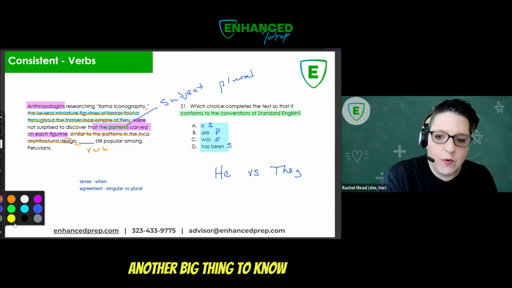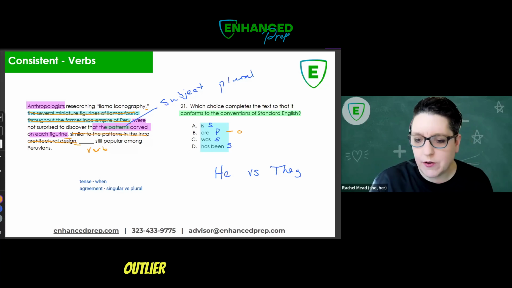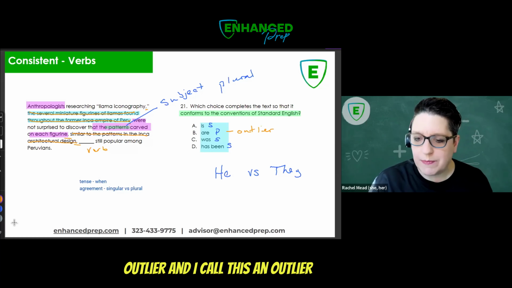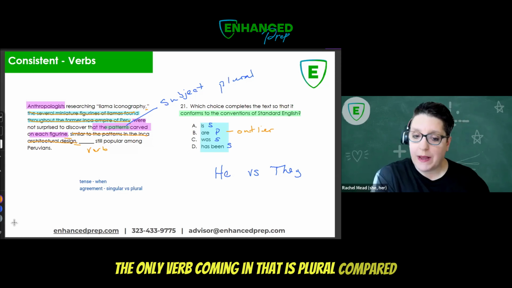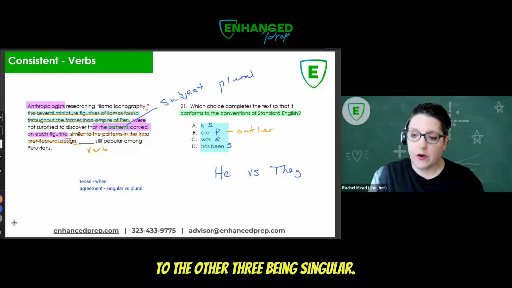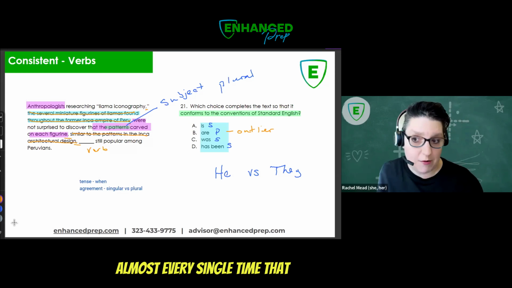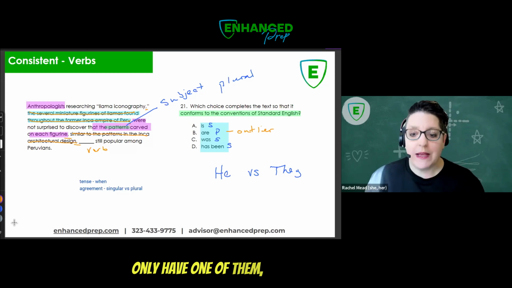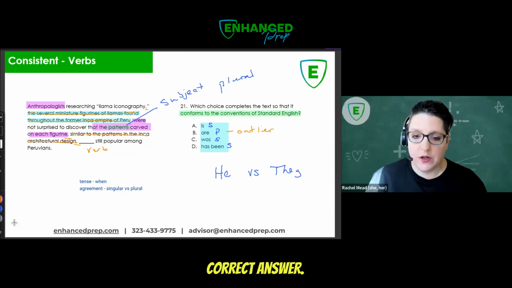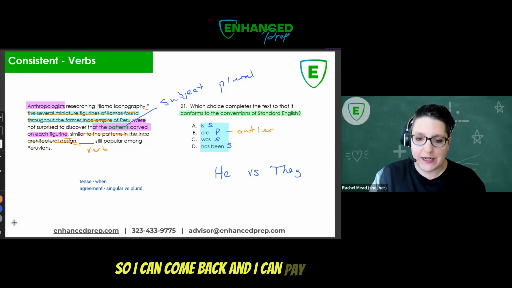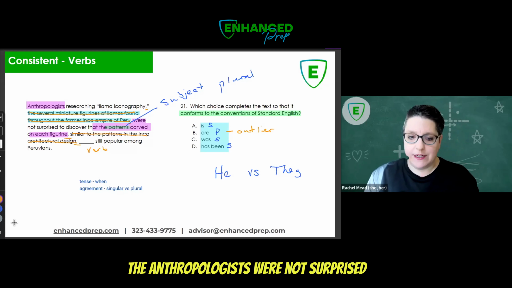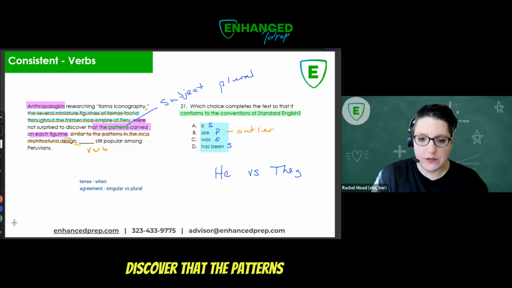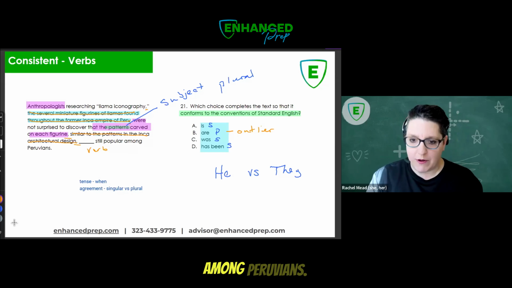Another big thing to know when you see an outlier, and I call this an outlier because it is the only verb coming in that is plural compared to the other three being singular. Almost every single time that outlier, when you only have one of them, is going to be your correct answer. So I can come back and pay attention here. The anthropologists were not surprised to discover that the patterns are still popular among Peruvians.